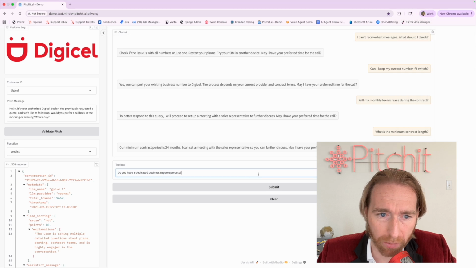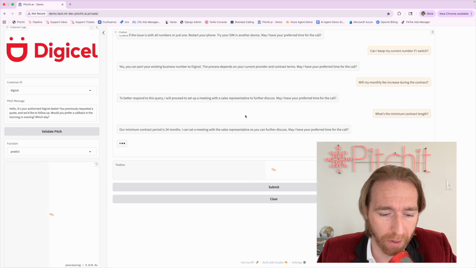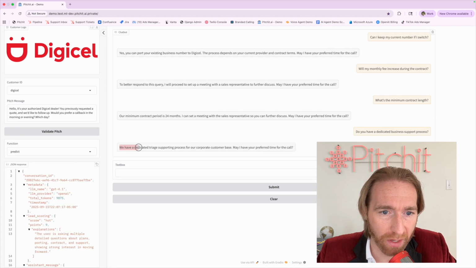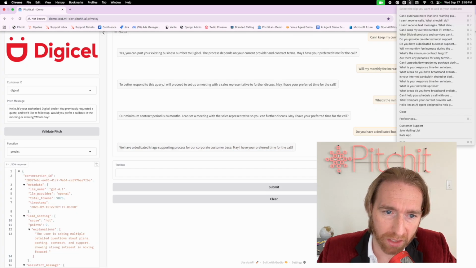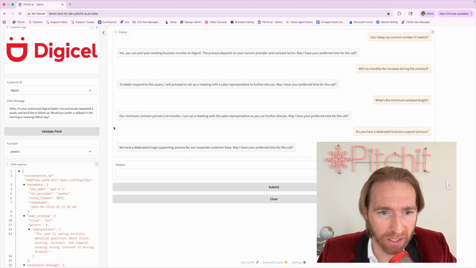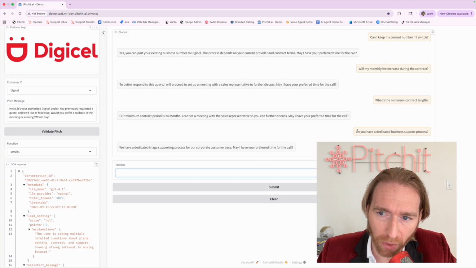Let's get into some questions about whether or not there's a dedicated support person that can help them once they sign up. And the AI agent says we have a dedicated triage supporting process for customer base in the corporate level. This is all pre-trained. We know that this is the right way for the AI agent to answer these questions because Digicel has provided some templated responses. But what I want to demonstrate here is we don't have to just copy paste something, and it doesn't necessarily have to always be the exact same answers.